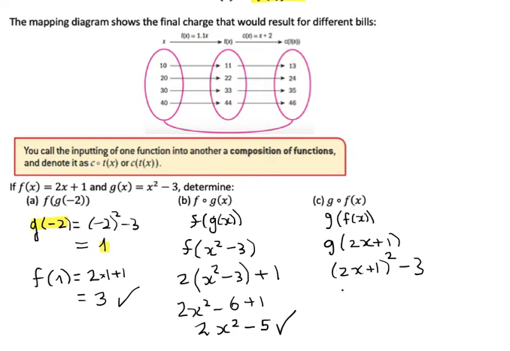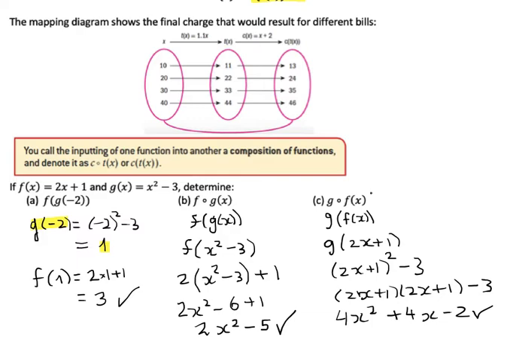So if you FOIL this out, like this, then I'll speed it up a little bit. This is going to be 4x squared. 2x times 2x would be 4x squared, then plus 4x, plus 1 minus 3. Minus 2 is your finished simplified result.